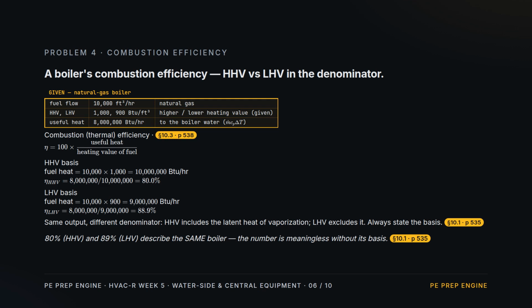Problem 4. A natural gas boiler. Combustion efficiency is the useful heat delivered to the water over the heating value of the fuel burned. On the higher heating value basis, the fuel supplies 10 million BTU per hour, so efficiency is 80%. On the lower heating value basis, the same fuel counts as 9 million, so efficiency is 89%. Same boiler, same output, only the denominator moved. Higher heating value includes the latent heat of vaporization, lower excludes it. Always report which basis you used.